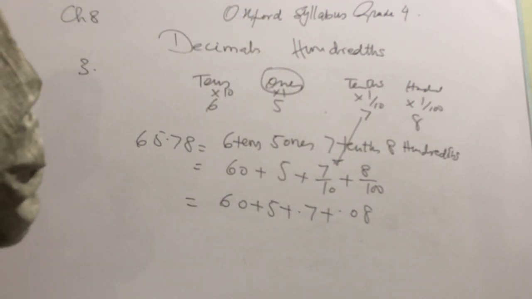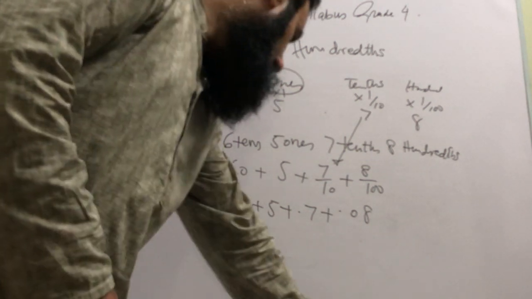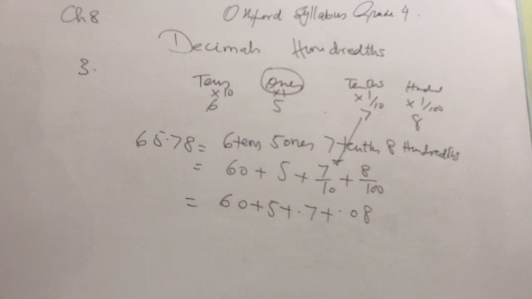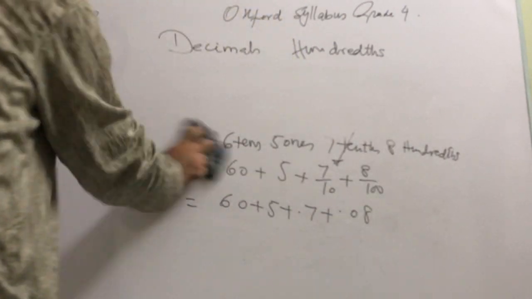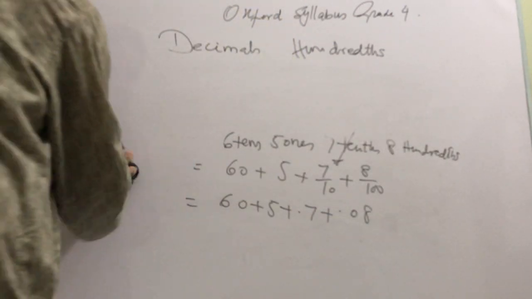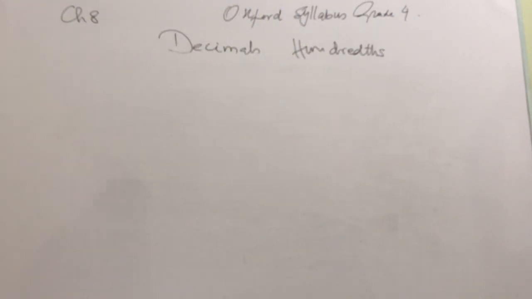So by this way we have completed the first two lessons of this chapter 8. Lesson number 3 is also easy. It is related to thousands, but I think we will be doing it in the next video.